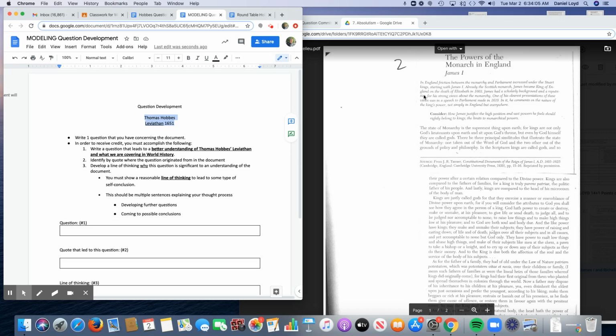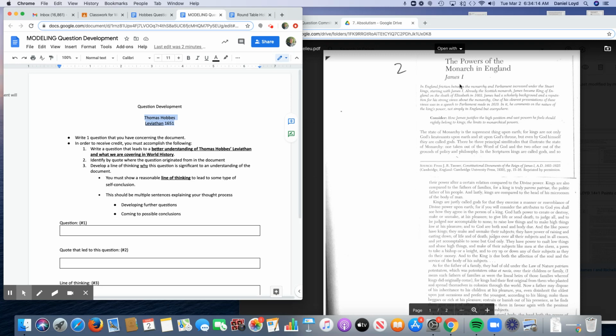Okay, so what I'm going to do is model this. I'm going to show you what this looks like with a document that we have already read together. So I'm going to use this one: The Power of the Monarch in England, James I. Again, to be clear, you are doing this with Thomas Hobbes' Leviathan. I'm just showing you with something that we've already read so you can get the understanding of it.